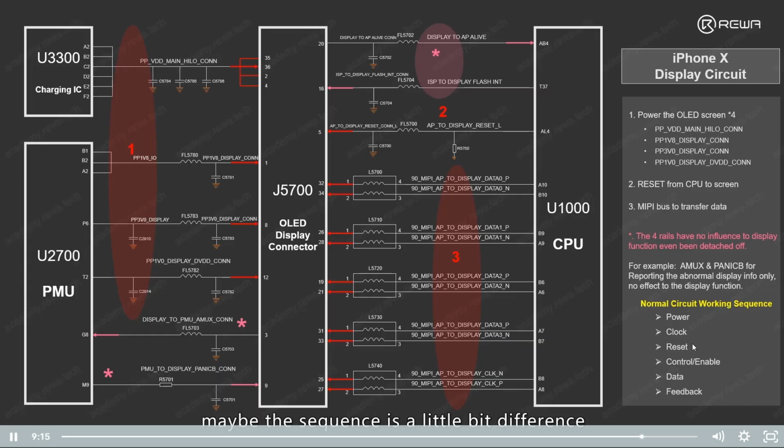And in some circuits, maybe the sequence is a little bit different. For example, power first, then reset, then clock. Okay? So we will learn the details in future little by little. Okay, so that's the sharing about my own learning experience. I hope this course could be helpful to your repair.